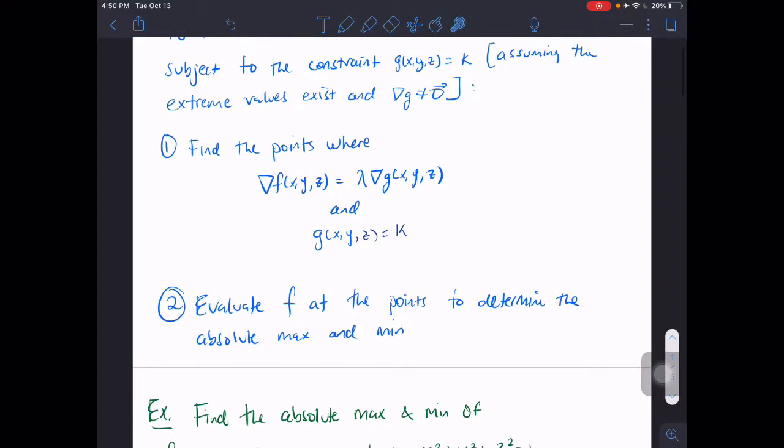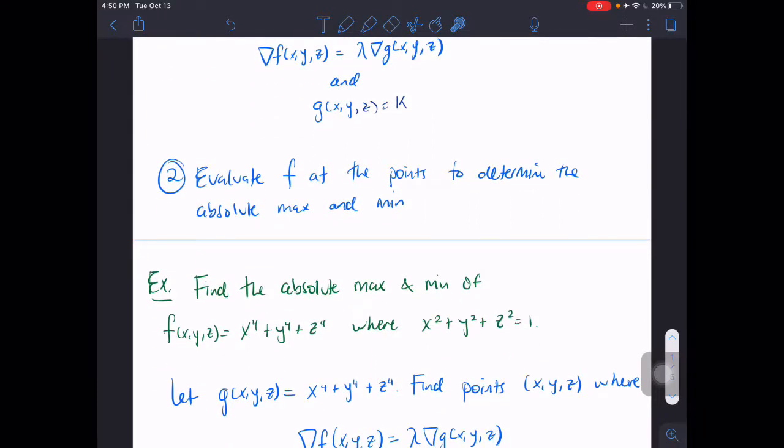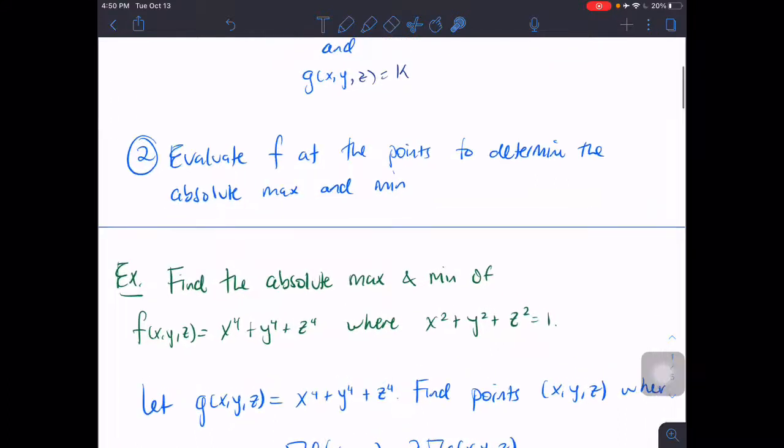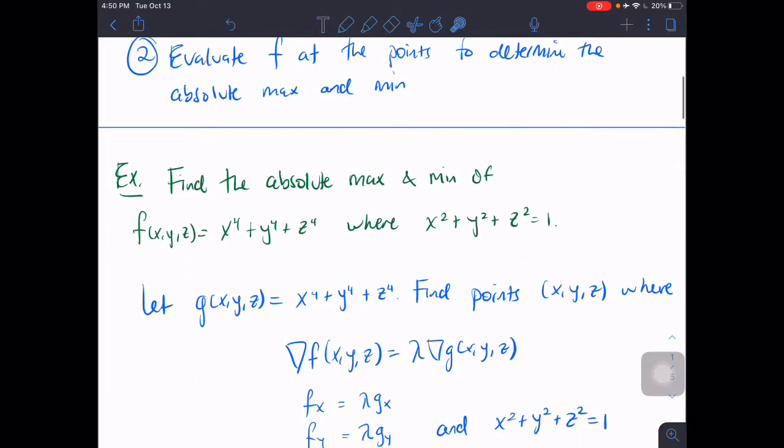Once you find those points, you evaluate them in your function f to determine which ones give you the absolute max and which ones give you the absolute min. I want to show you just one example, because it's pretty intense algebraically, and we can do more in class depending on the time. So I want to look at this one.